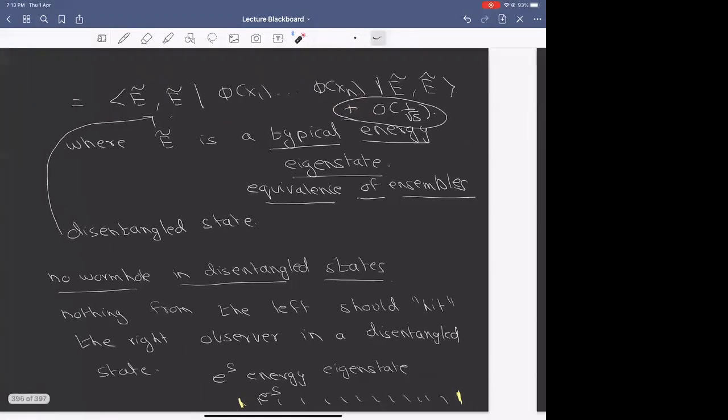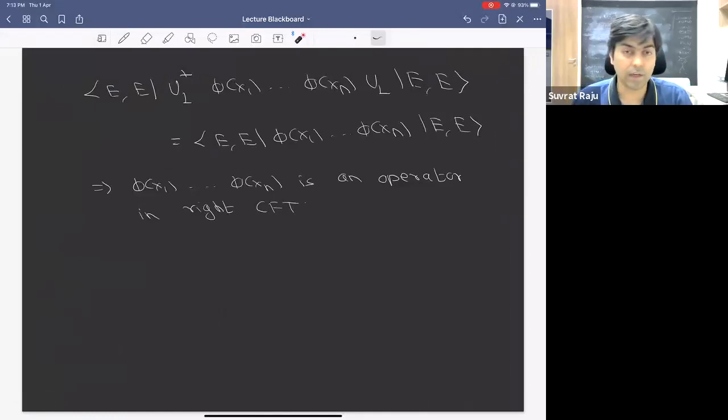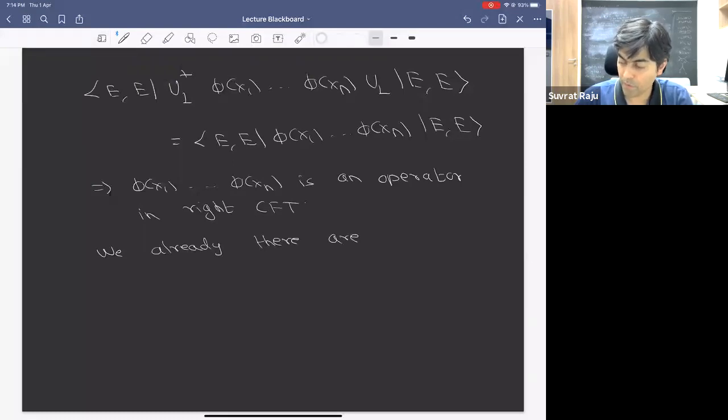Okay, great. So we've been led to this conclusion that phi(x1) to phi(xn) is an operator in the right CFT. But the paradox after this is obvious. It is the fact that we already know there are no purely right operators.